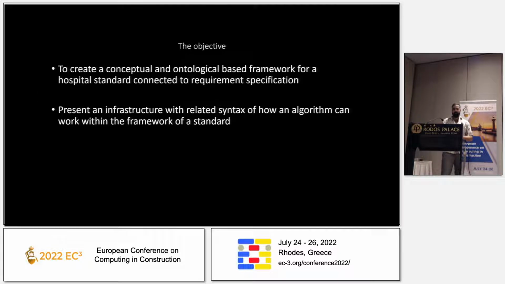So the objective from that point of view is to create a conceptual and ontology-based framework for this hospital standard, and we try to connect this to a requirement specification. You'll see in the next slide how we're going to achieve that. The second objective is to present an infrastructure with related syntax of how a potential algorithm could achieve some sort of graphical layout of a room. This is more connected to the second point of involving the end users. So the first is very much related to the property and facility managers, and the second is more related to the end users.